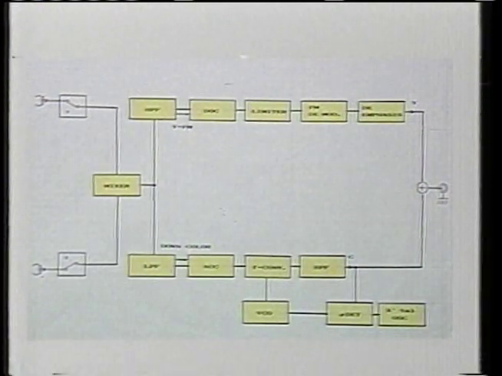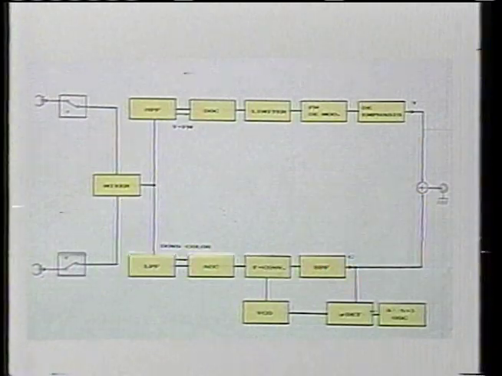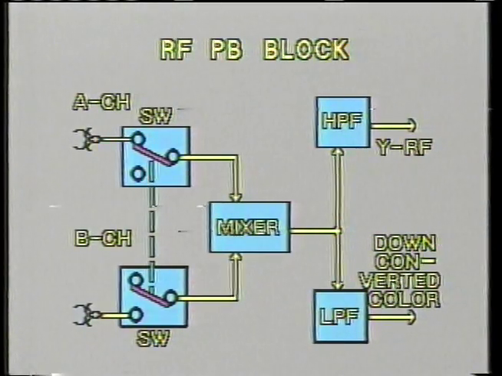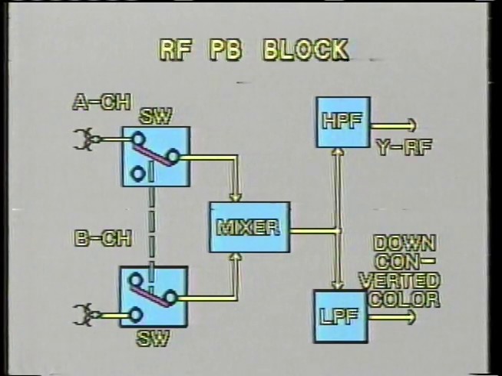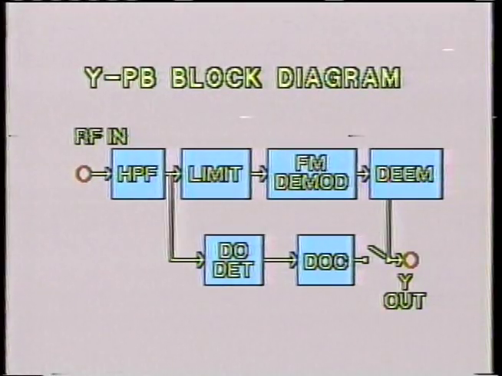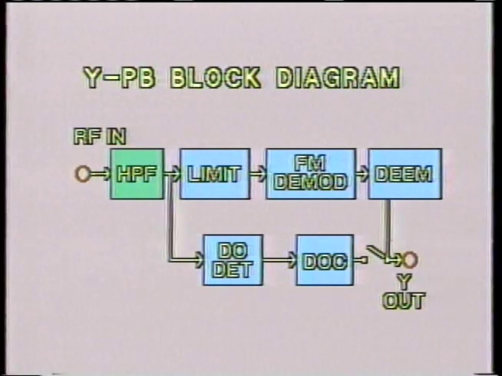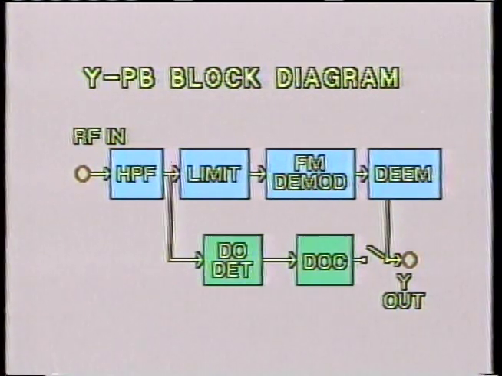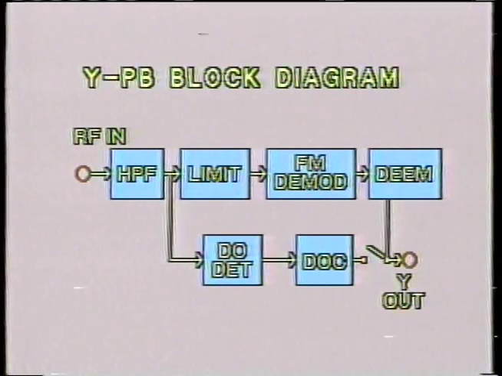This is a block diagram of the basic video playback system. The signal picked up on the A and B channels of the video head is processed into a continuous signal by the switchers and mixer, and this signal is fed to the Y and C processing circuits. In the Y circuit, the YFM component is filtered out by the high-pass filter, passed through the limiter circuit, and fed to the demodulator. The demodulated Y signal passes through the de-emphasis circuit and video dropout compensator and is then remixed in YC form and returned to its composite video signal.